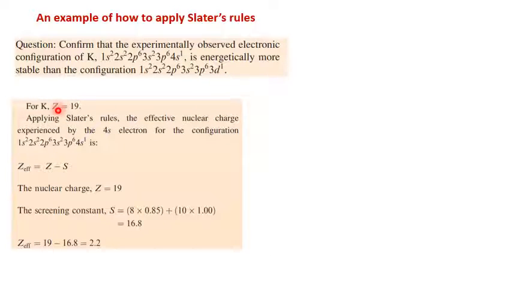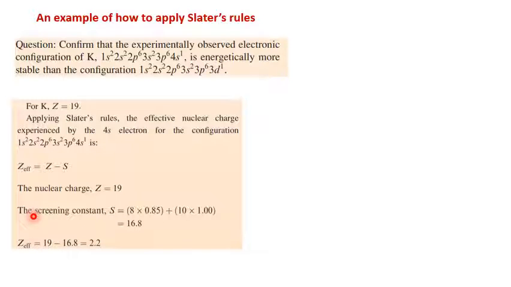So for potassium, Z is equal to 19. Applying Slater's rule for the effective nuclear charge experienced by the 4s electron in this electronic configuration: for the 4s electron, if you want to calculate the effective nuclear charge, you have to consider the other electrons apart from the electron of your interest. So this is the formula: Z effective is equal to Z minus S. Z is equal to 19 for potassium.